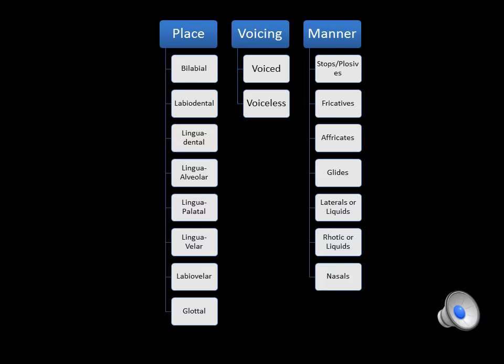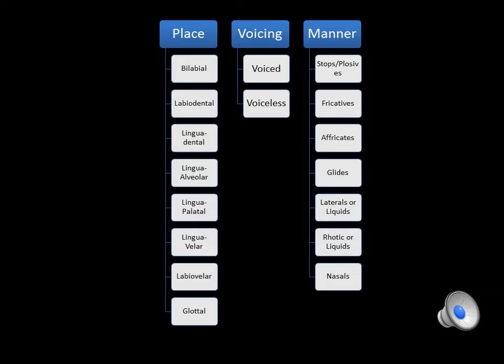Fricative sounds are made by using our tongue to create a constriction within the vocal tract. Affricate sounds are a combination of stops and fricatives, such as j and ch. Glide sounds, which can also be called semi-vowels, are made by gradually changing the shape of the vocal tract. Lateral sounds, also called liquids, are made by having the air travel around the constriction within the vocal tract.